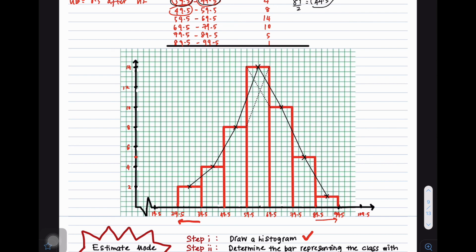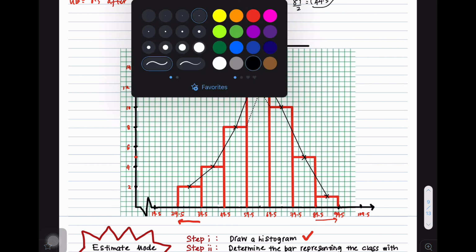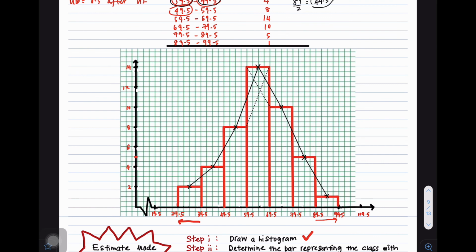Okay, and then now what we need to do is we need to plot the midpoint. So the midpoint obviously will be here, and for this one the midpoint will be here. Okay, and then we connect the midpoint. So from here we connect with the point here, and from here we connect it with this one, and here is your frequency polygon. Ini yang apa yang kita panggil sebagai frequency polygon.